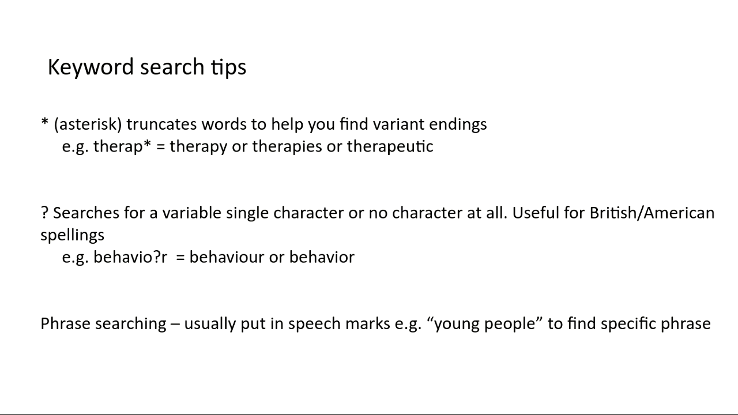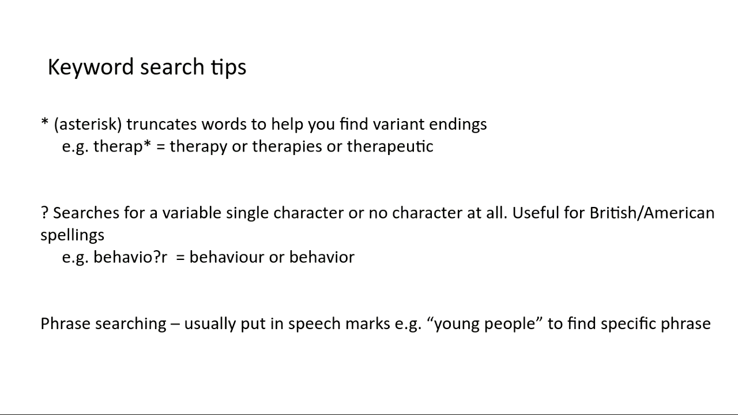So the first one you may have heard of is truncation, and that's just the asterisk symbol. This helps you find variant endings of a particular word. In the example on the slides, we've used therap asterisk. So therap asterisk would find therapy or therapies or therapeutic. It's really useful because you don't actually have to type out therapy or therapies or therapeutic, but it also picks up any variant endings that you might not necessarily have thought of.